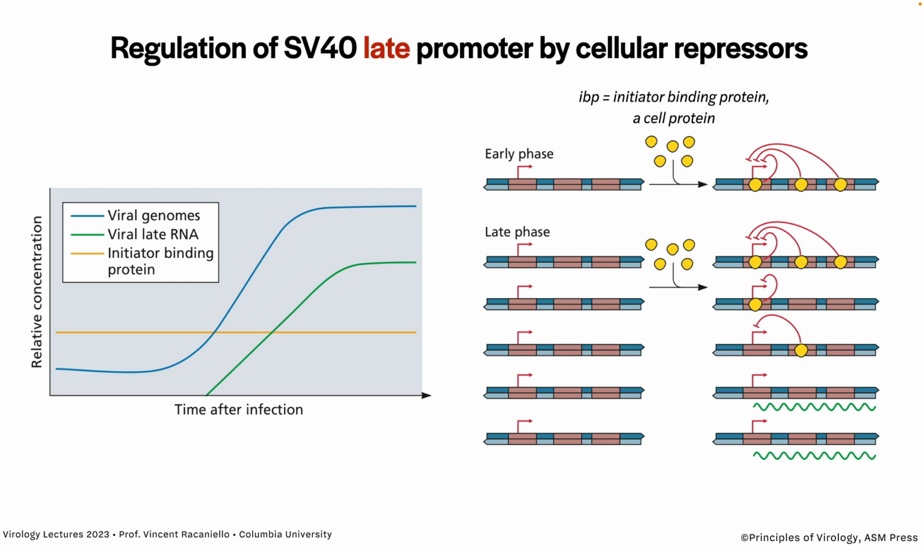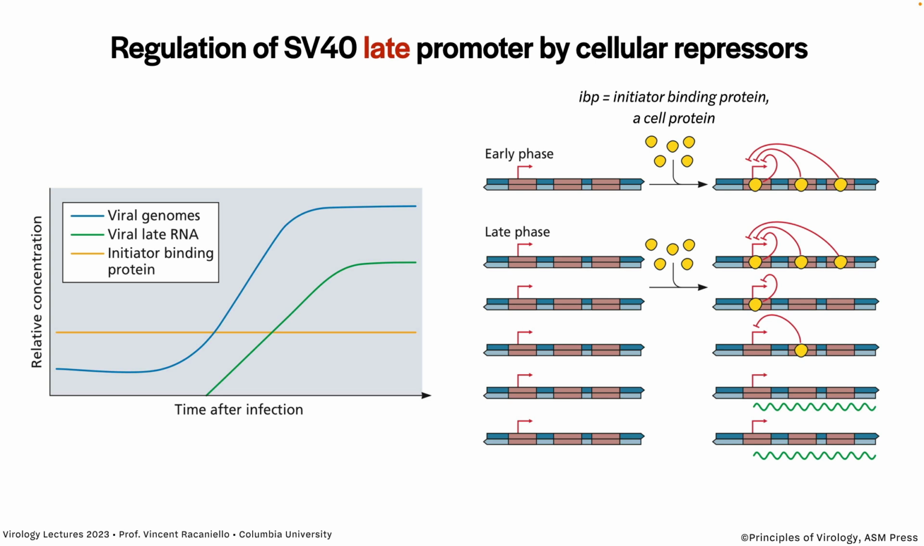And as you make more and more DNAs, you titrate out the IBP because no more IBP is made. There's a fixed amount in cells. So eventually you have enough DNA so that there's no longer enough IBP to bind the late promoter, and that turns on the late promoter. It's basically you're titrating out IBP, which is a repressor. And now you can see down here where you have a lot of DNA, the late promoter is active, and you can make late mRNA. So it's a relatively simple mechanism where the DNA synthesis is turning on the late promoter by titrating out that repressor.